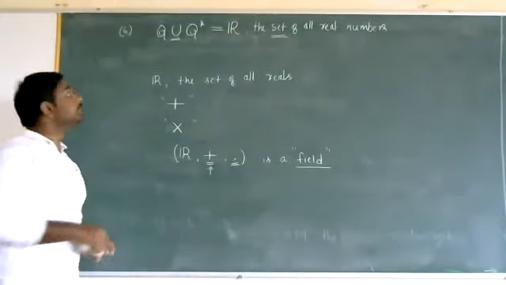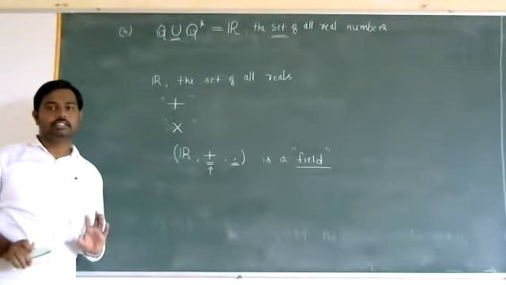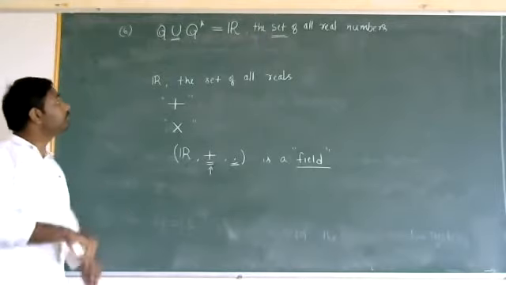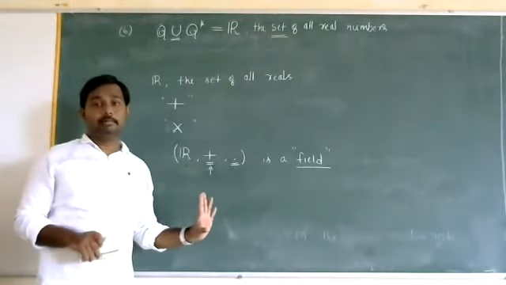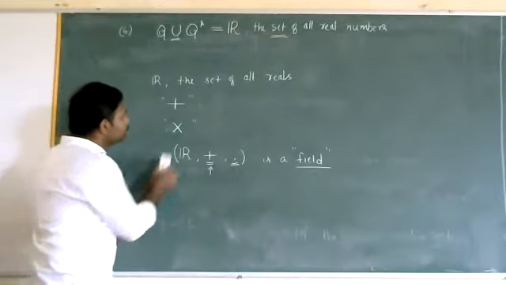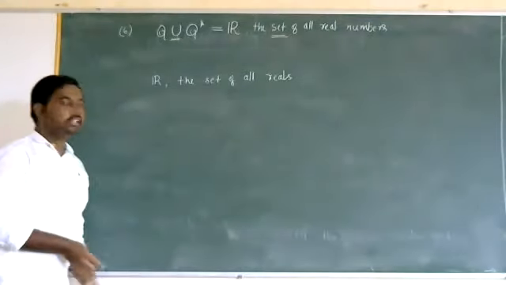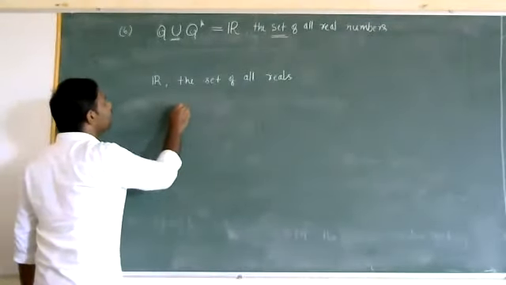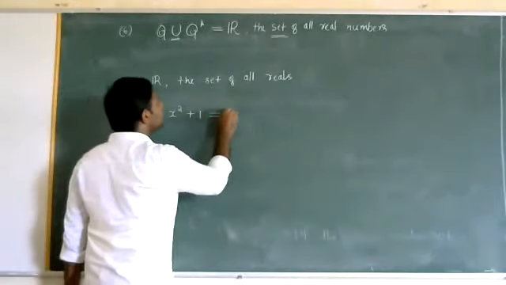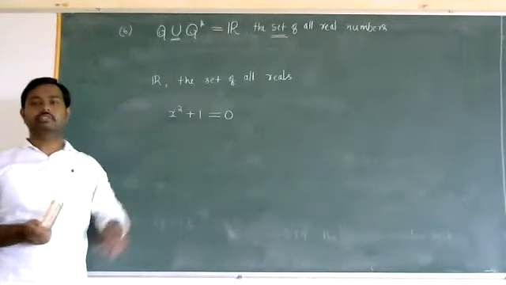Now the question is, is the set of all real numbers sufficient? Are we sufficient with the set of all real numbers? Don't we need extra numbers? Right? So to justify that statement, I consider a quadratic equation, x square plus 1 equals 0.